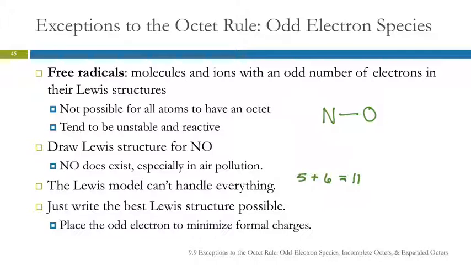So what we're going to do is just do the best we can. So there we've got 2 in the middle, 4, 6, 8, 10, 11, right? So this nitrogen has 2, 4, 6, 7. The oxygen has 2, 4, 6. I think we can do better than that.